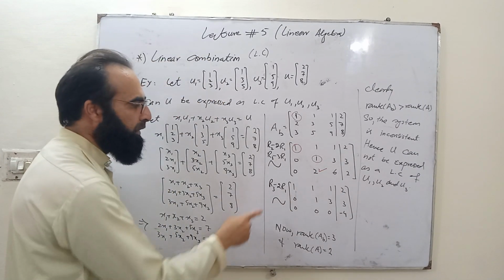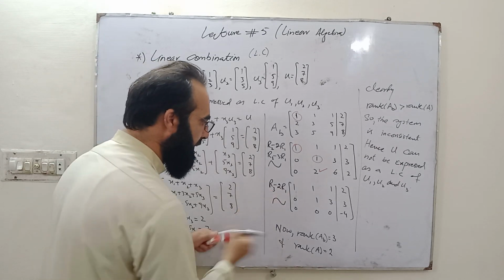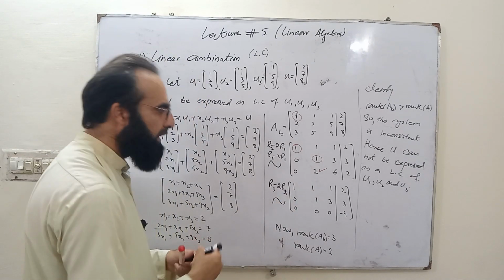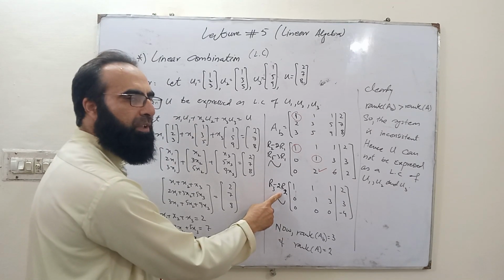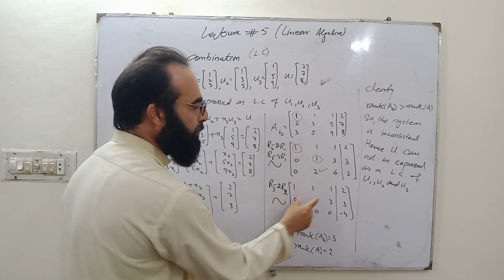So for this purpose, we use this row operation, R3 minus 2 times R2. R3 minus 2 times R2 is our desired third operation. So the first two rows will remain the same.